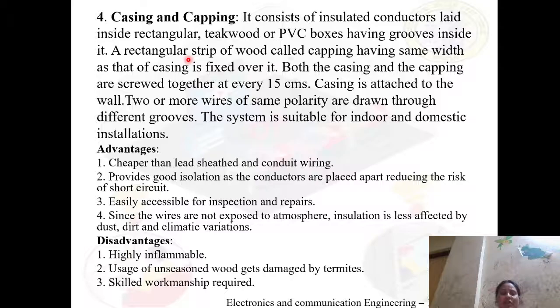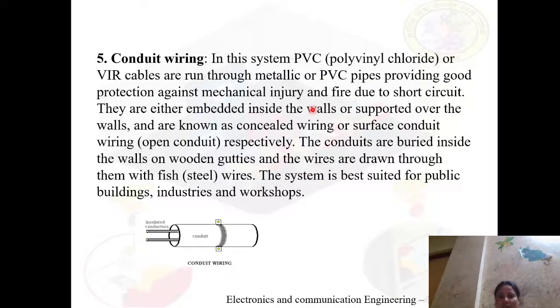Okay, next moving to another type, casing and capping. So this is also another preferred type of wiring which is being used. It consists of insulated conductors which are led inside rectangular teakwood or PVC boxes having grooves inside it, and a rectangular strip of wood which is called capping, having the same width as the casing, is fixed over it. So both casing and the capping are screwed together at every 15 centimeters.